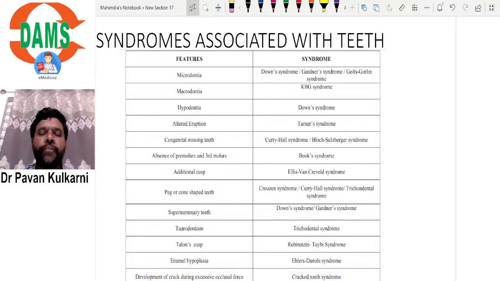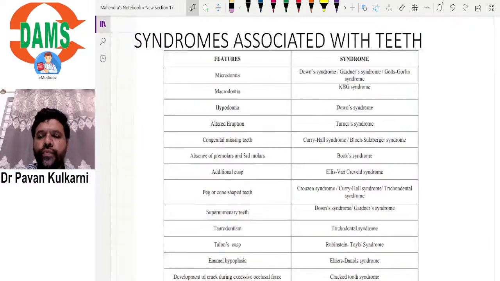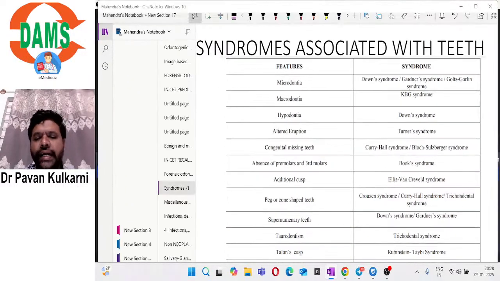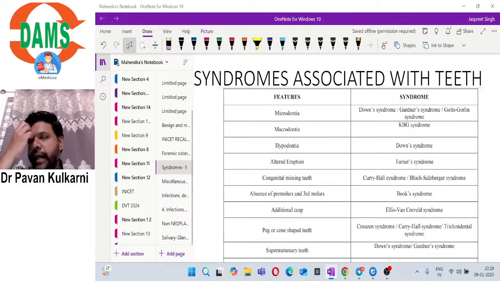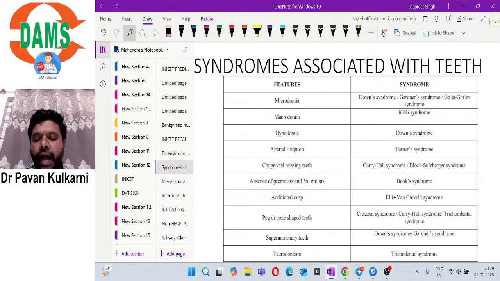Some of the entries in the table are unique. They are very frequently asked, like Ehlers-Danlos associated with enamel hypoplasia. Book syndrome. What is Book syndrome? Where there is absence of third molars and premolars. So these are some of the unique questions which we can expect. Okay. In the next session, I'll cover the other details, including the etiological part as well as the important features of some of the syndromes.